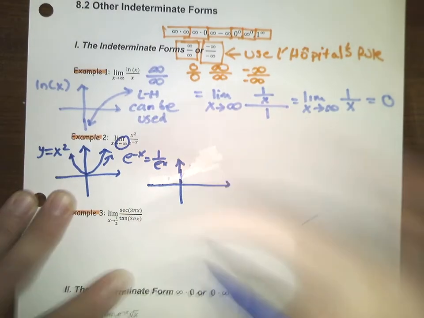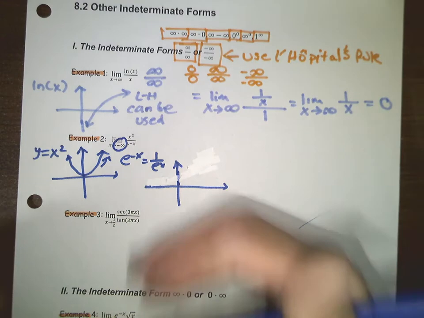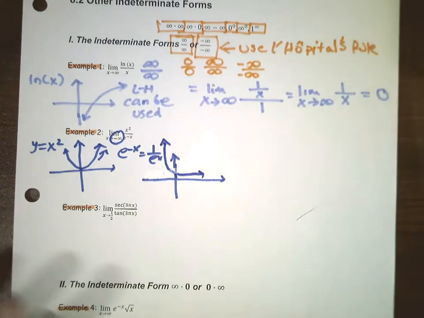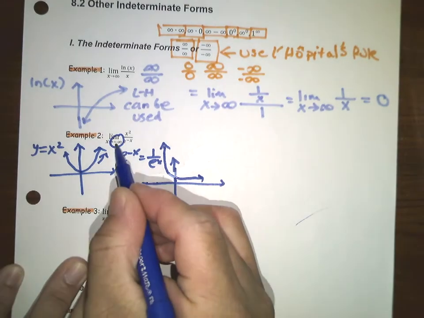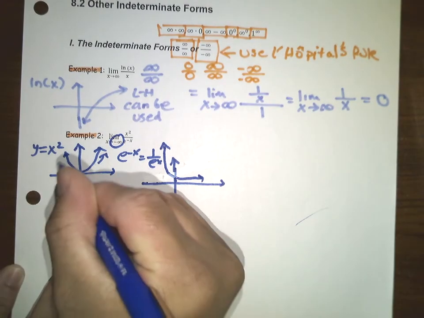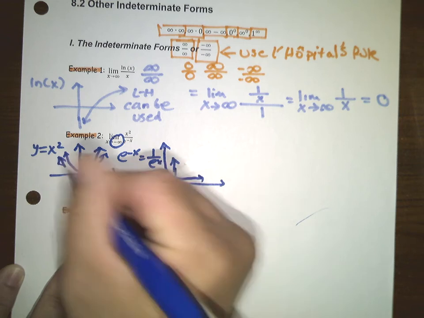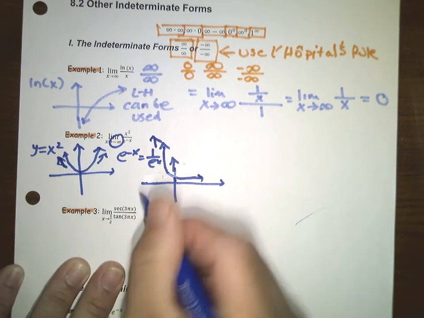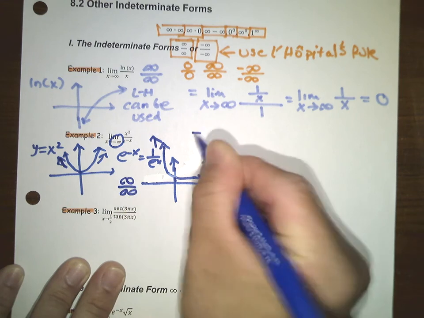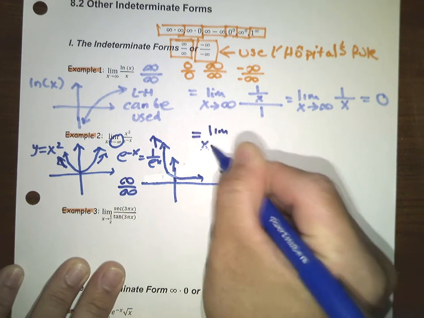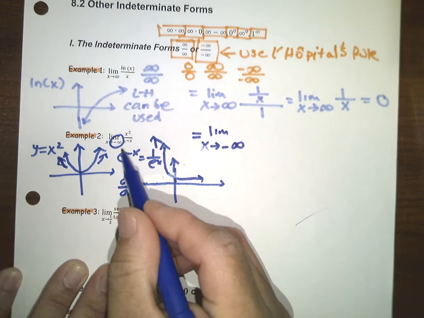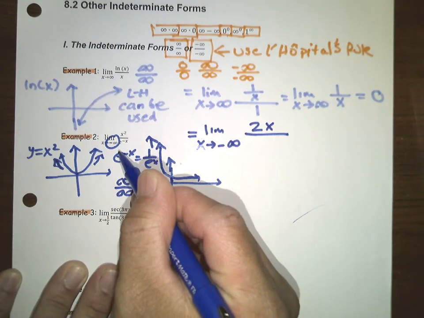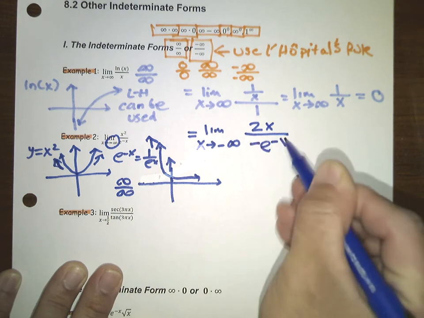So this one looks like this. Since I thought that said infinity, not negative infinity, I need to look as x is going to negative infinity. As x is going to negative infinity, you see you have infinity over infinity. So this will be the limit as x approaches negative infinity of the derivative of x squared, which is 2x, over the derivative of e to the negative x, which is negative e to the negative x.